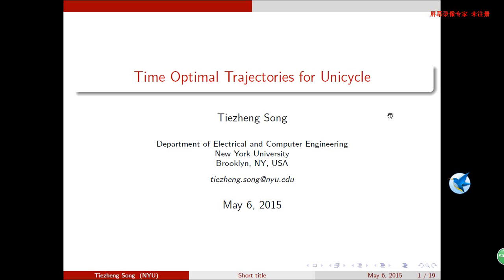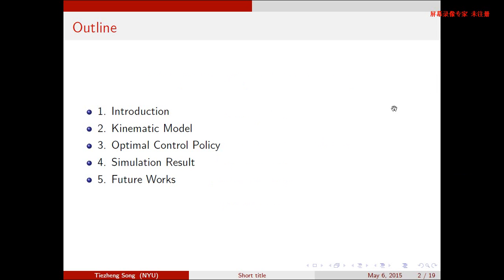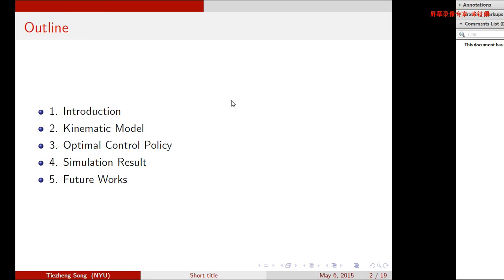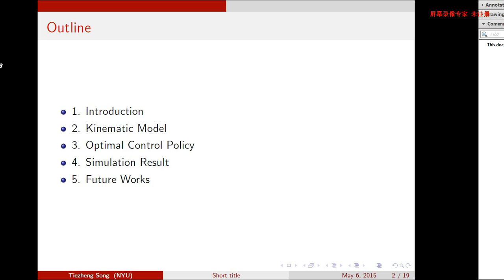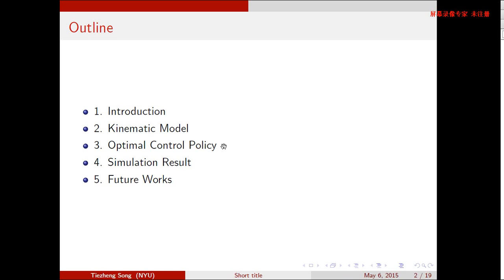My project is about how to find the time optimal trajectory for a unicycle based robot. This is the outline of the project. First is the introduction of this problem. The second part is the kinematic model of the machine. In the third part, optimal control policy will be discussed, which is given by minimum principle. And the fourth part is some results of simulation. The last part is some future works.